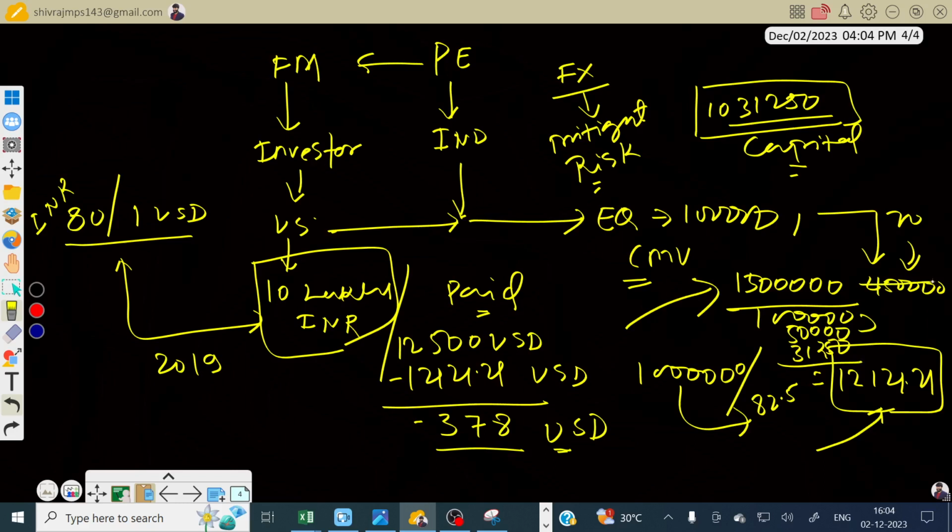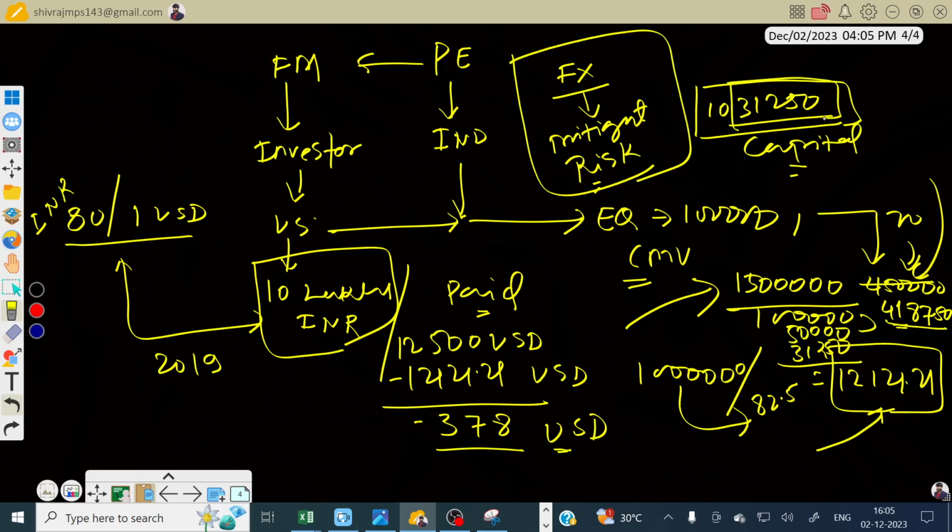So it means your updated gain from investment would be 4,50,000 minus 31,250. So instead of the full amount, the fund manager will have to charge incentive fees on this lower amount. See this. If you charge 20% on this, of course it would be higher. And if you charge on this one, of course it would be lower. So why should I leave my returns? Right? Why should I leave my returns? And that's what fund managers come up with: a hedging strategy. Hedging means to control this 31,000 extra loss which will be incurred through this FX conversion.